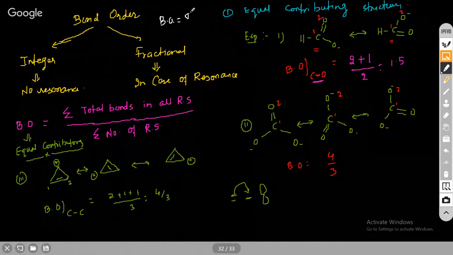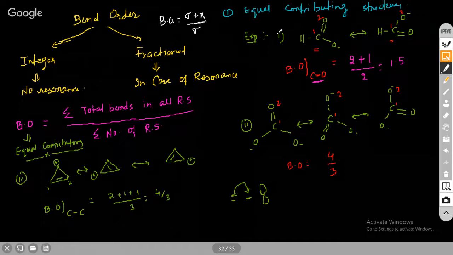It is the number of sigma plus pi bonds present in the molecule divided by the number of sigma bonds. Sigma plus pi by sigma you have to calculate, right? And one important thing that you have to keep in mind here, that the sigma and pi bonds we only calculate for the atoms which are involved in resonance, right?